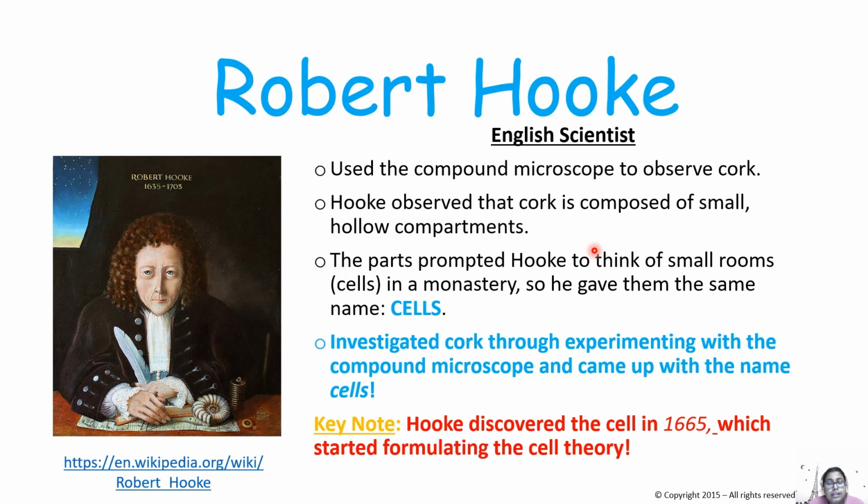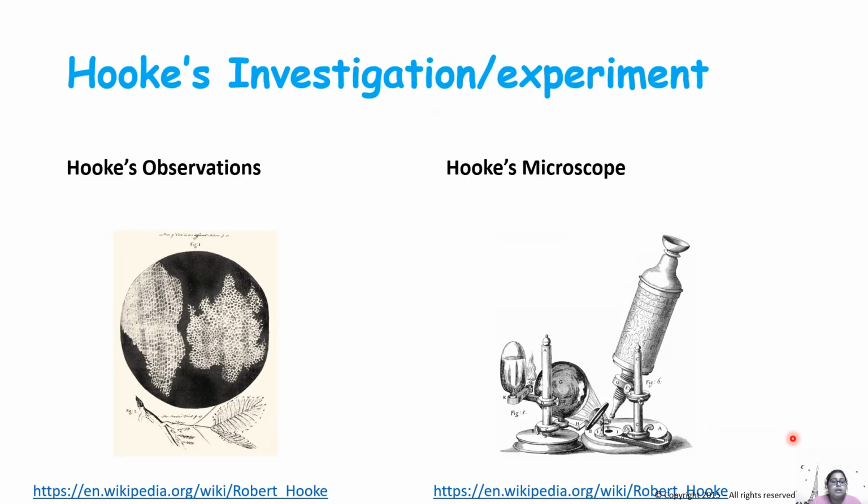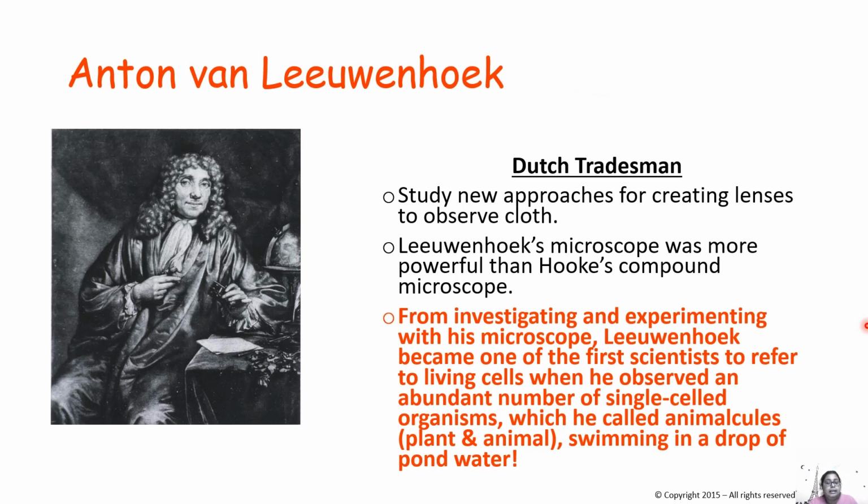Now he investigated cork through experiment with the compound microscope and came up with the name cells. So he discovered the cell in 1665, which started formulating the cell theory. Right. So these are Hooke's observations, and this is Hooke's microscope. Obviously, there will be various YouTube videos and Wikipedia pages that you can search and look into in detail.